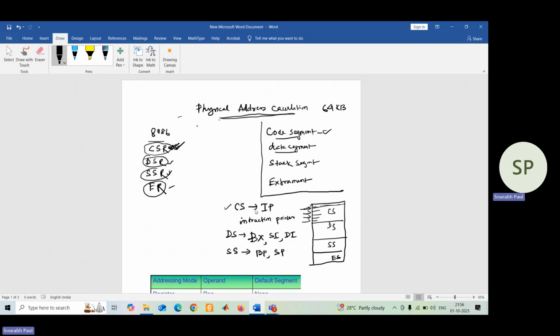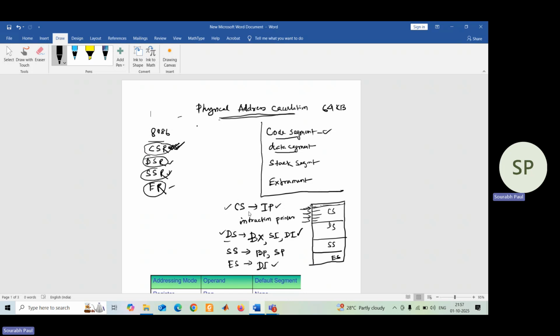Some segments have one offset register and some segments have more than one offset register. For code segment only one offset register is there, that is instruction pointer. For data segment, three are there, that is BX, base register, or source index SI, or destination index. They are the offset registers of data segment. Likewise, for stack segment, base pointer and stack pointer. These are the two offset registers used for the stack segment. And similarly, for extra segment, the offset register is DI, destination index. So DI is applicable here as well as here also.